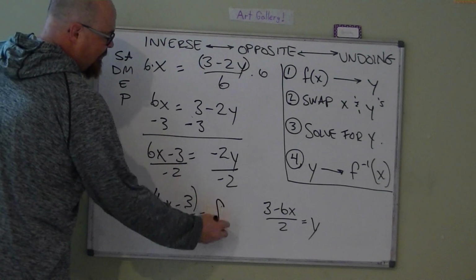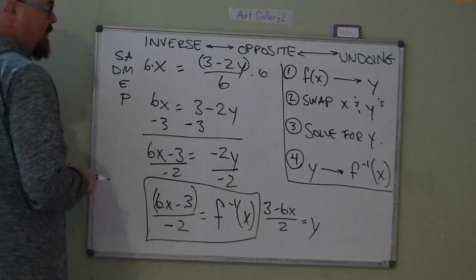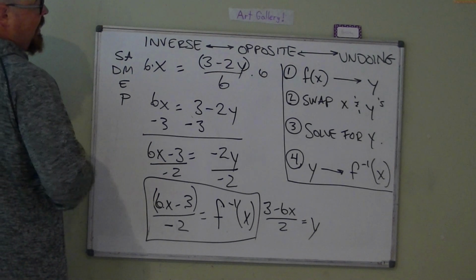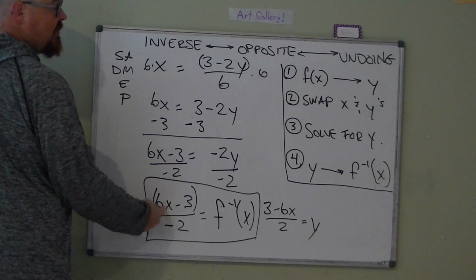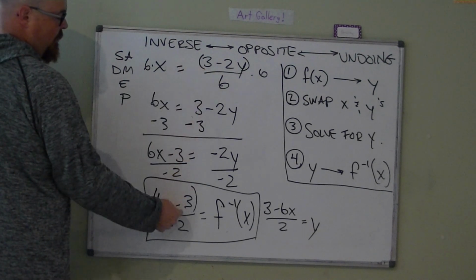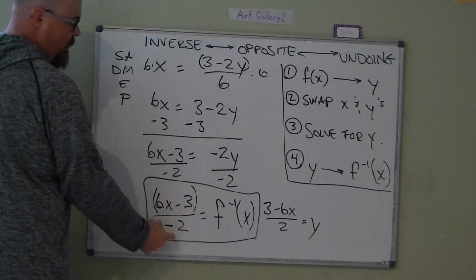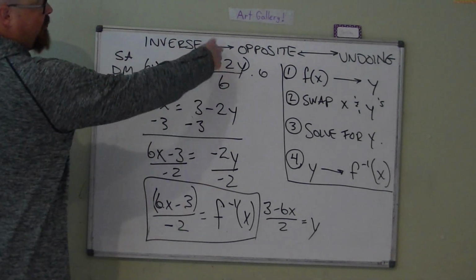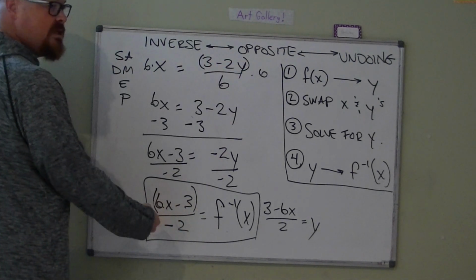And then the last step is to change that y to an inverse function. So do we have all the things we said? This is division by 6. We have multiplication by 6. This is addition by 3. We have subtraction by 3. This is multiplication by -2. We have division by -2. So all of the operations that were in the original function have been inverted or undone down here.